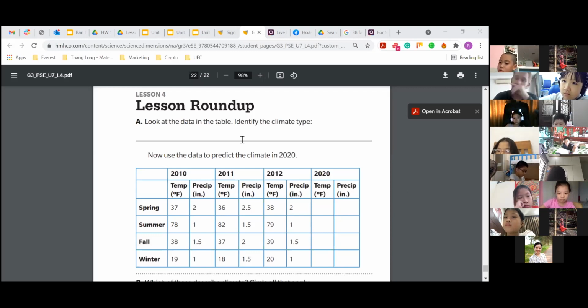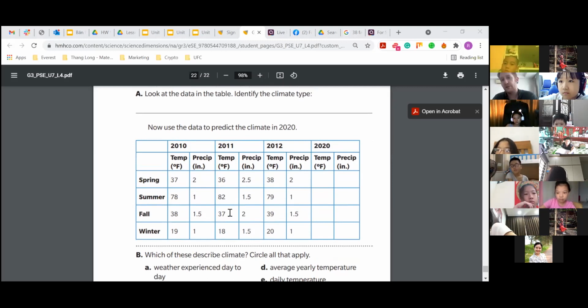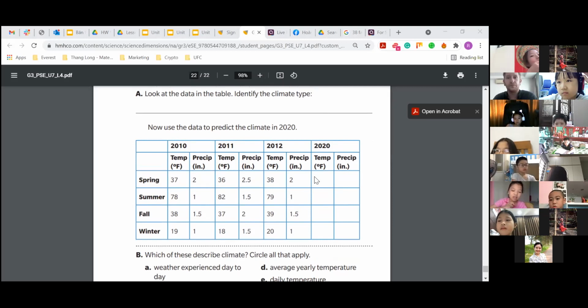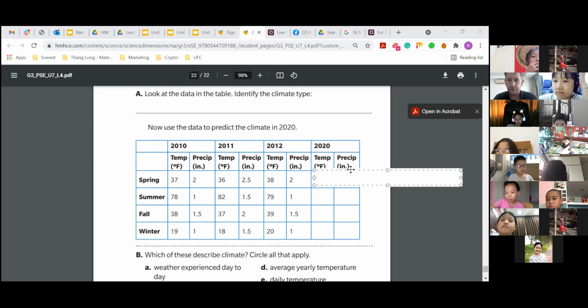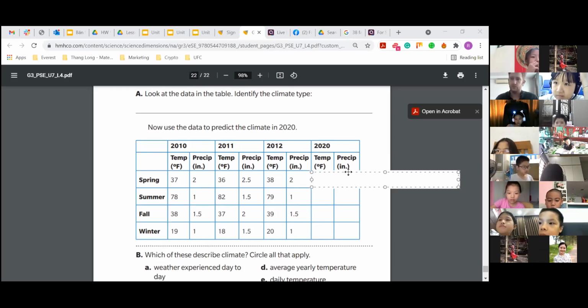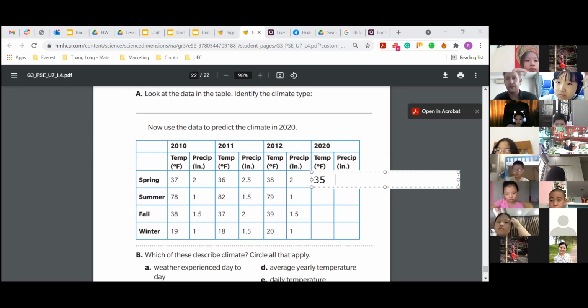So again, correct any answers we get wrong. Make sure you're putting in the right answer. So help me with this, please. Caroline, the spring, temperature, and precipitation. No, temperature and precipitation first, please. Temperature, I think, is about 13.5. 35, okay, 35, and precipitation? Precipitation is 2. 2, great stuff, fantastic.